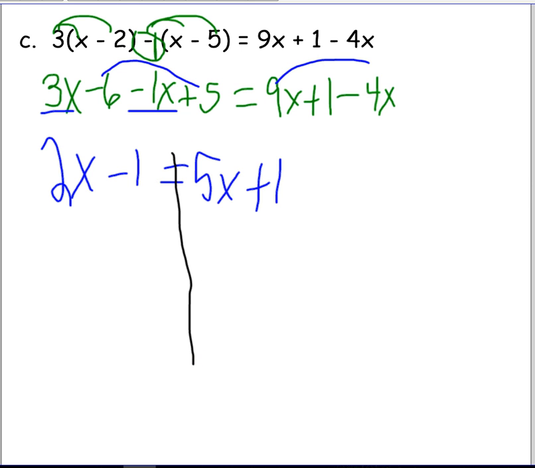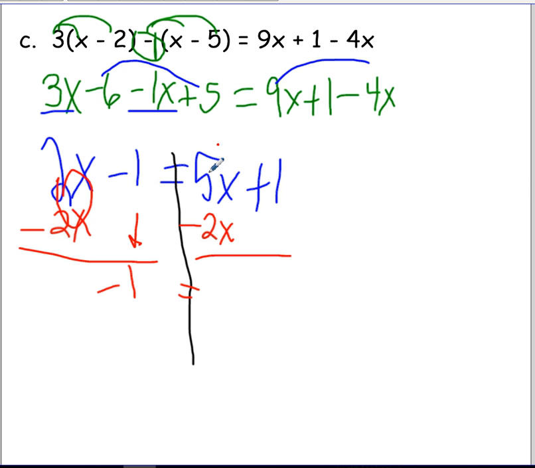So now we can start moving things around. 2x is smaller than 5x, so that's what I like to take care of first. So let's subtract 2x from both sides. And we're left with -1 on the left. And then 5 minus 2 gives us a coefficient of 3 for our x. And then we'll bring down our plus 1.